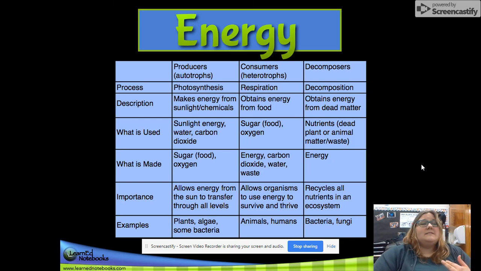Decomposers, the process that they go through is decomposition. They get their energy from things that are already dead. They use the nutrients of the dead plant or animal matter or waste. Flies, yeah, they eat that. They make energy for themselves. The good thing with them is they recycle all nutrients in the ecosystem. Meaning they take the nitrogen, they put it back into the ground so the plants can use it. So it continues on. It doesn't just stop when something had it and it died. They allow it to be used again. Examples are bacteria and fungi.